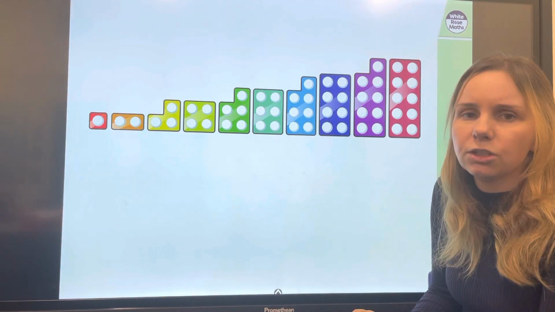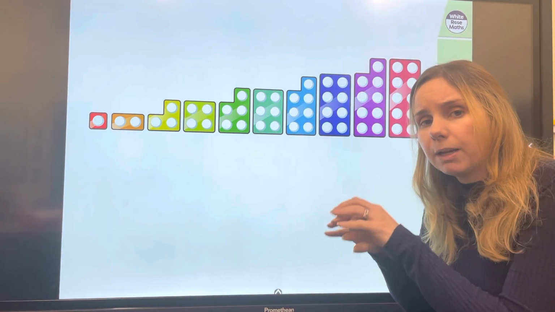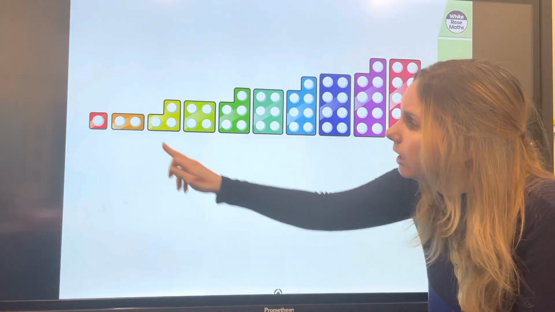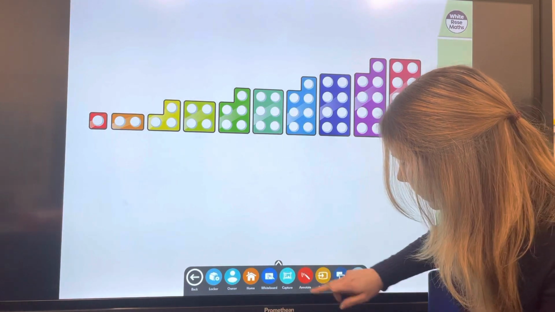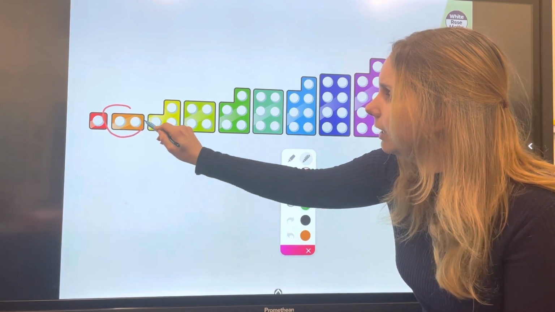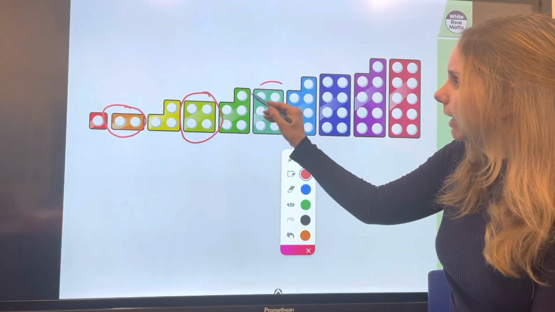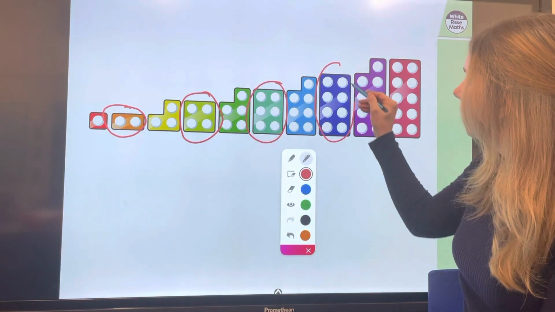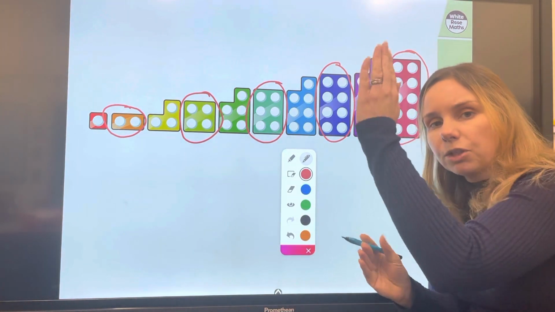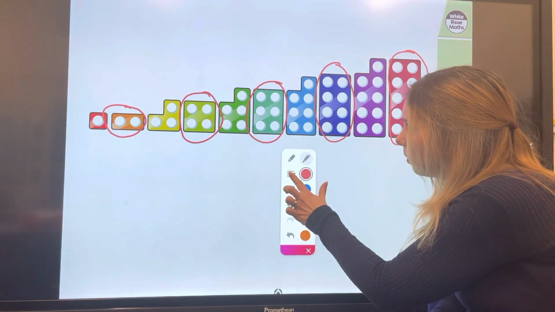They cannot be shared into 2 equal groups. Like the number 1, I couldn't put that into 2 groups. With an even number, we can break it into 2 even groups. We can share it into equal groups. So the 2 hasn't got a sticky out bit, so I know it is even. The 4 is even, doesn't have a sticky out bit. 6, 8 and 10, they all have an even number which can be shared into 2 equal groups. If it's even, it can be shared into 2 equal groups.